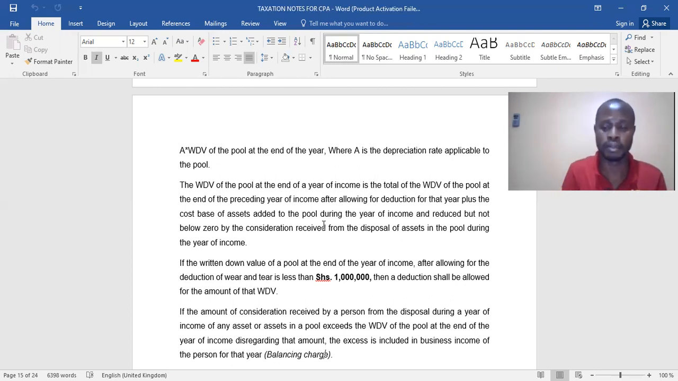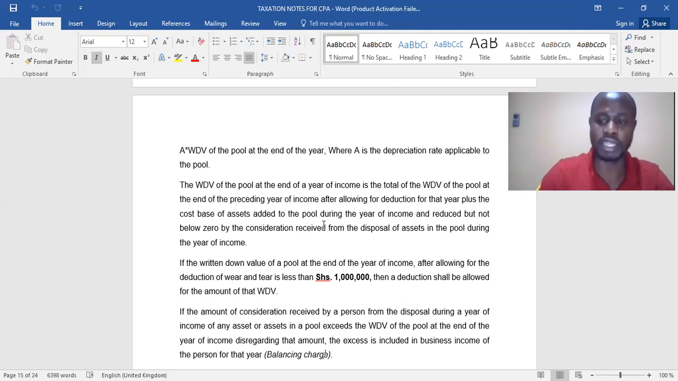In other words, what I'm saying here is that in your wear and tear schedule, after putting in the opening balances of written down value, you have also inserted the additions. After that, you have inserted the disposals, which are negatives, because the disposal is a deduction, reducing the amount in the pool. Then you get a subtotal. You subject it to wear and tear. Then you get that subtotal minus the wear and tear. The balance is the written down value at the end of the year.